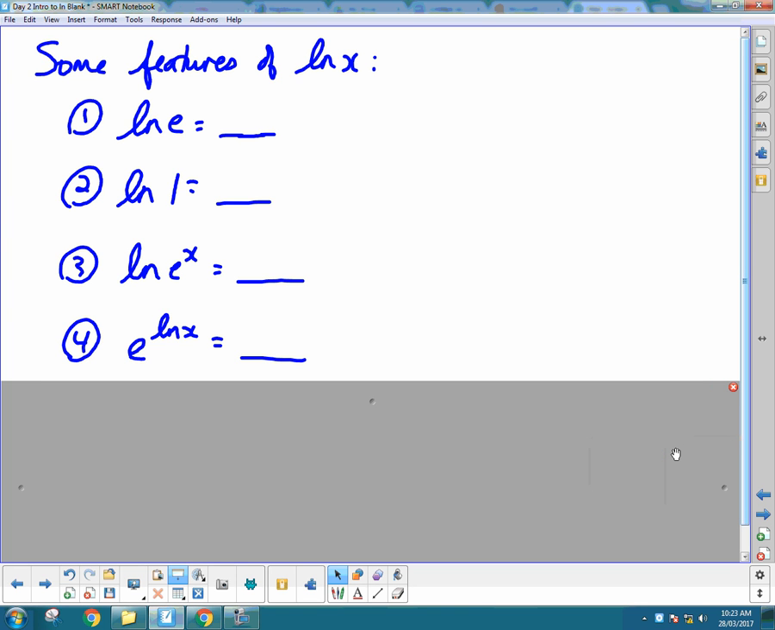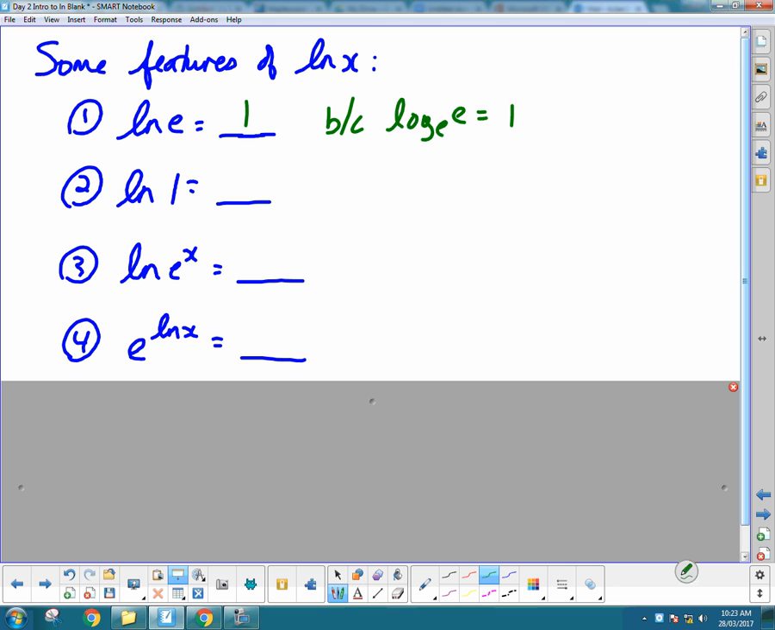So in the last video, I reminded you that ln is just a special logarithmic function, so many of the same features apply regardless. So this is ln e. I wonder what ln e is. Well, remember, ln e actually represents log base e of e. So this is asking what exponent do you put on e to get e. That must be 1, so ln e is 1.